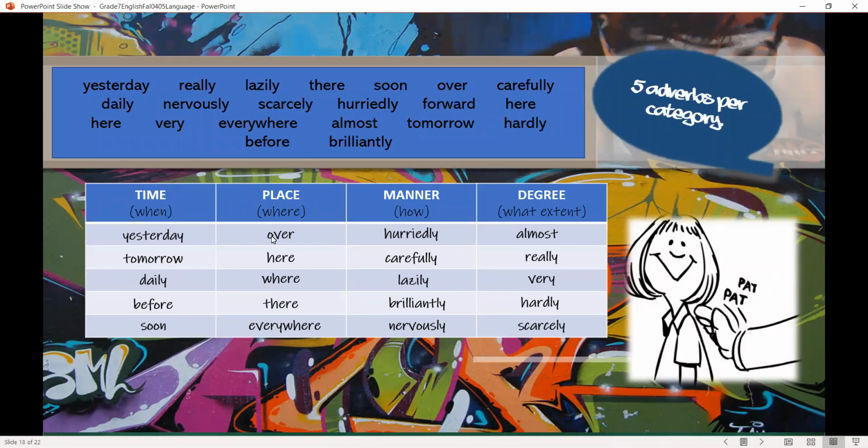Yesterday, over there, the dogs hurriedly ran away and almost fell into the lake. Isn't that cool? And how descriptive is that? It has changed your whole sentence from being boring, from the dog ran to telling me where, when, how, and to what degree.